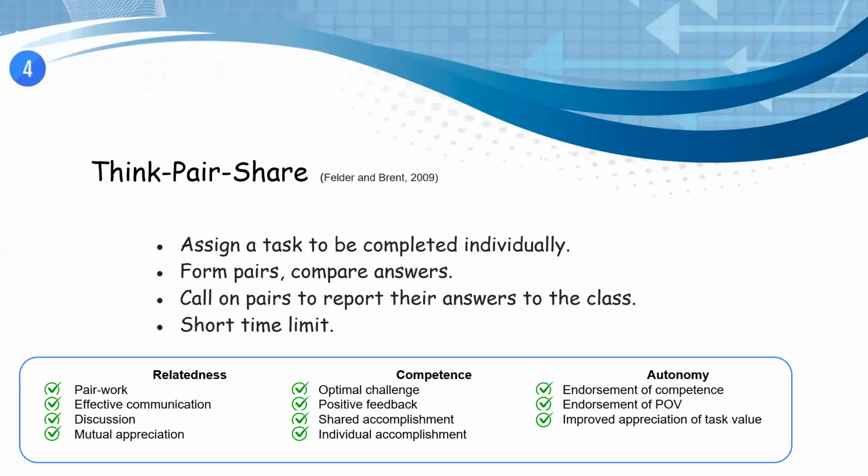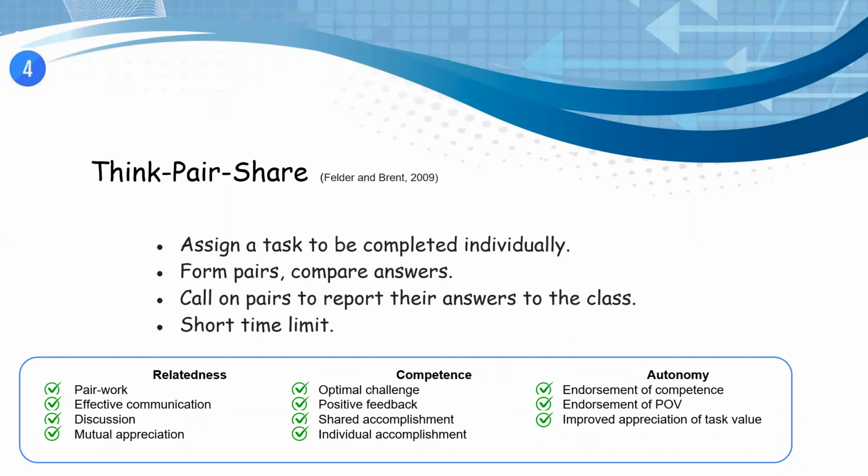This is called Think, Pair, Share. It's a very versatile, quite simple active learning task. The procedure is quite straightforward, quite intuitive. First, assign a task to be completed individually by the students. After the task has been completed individually, have the students form pairs and reconcile their answers, compare their answers with one another. After they've done that, call on the pairs to report back to the class.